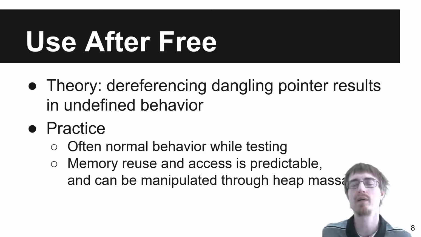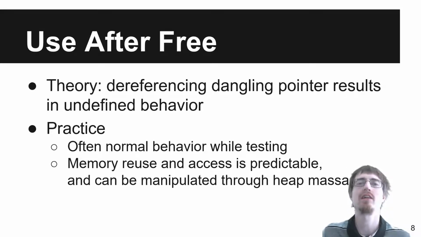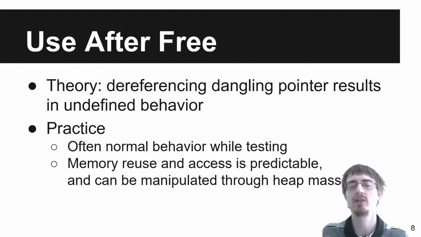Memory reuse depends on the way that the program allocates and deallocates memory, as well as the library that implements malloc. Access is also predictable because it depends on the program itself. And in fact, often it's possible for an attacker to influence access patterns by sending data that causes the program to allocate or deallocate memory of particular sizes. This technique is known as heap massaging, and it's often useful for use after free attacks. So what we essentially want to achieve is to create a dangling pointer, have the memory be reused, and then access this memory through the dangling pointer. Heap massaging can help us achieve this goal as an attack.